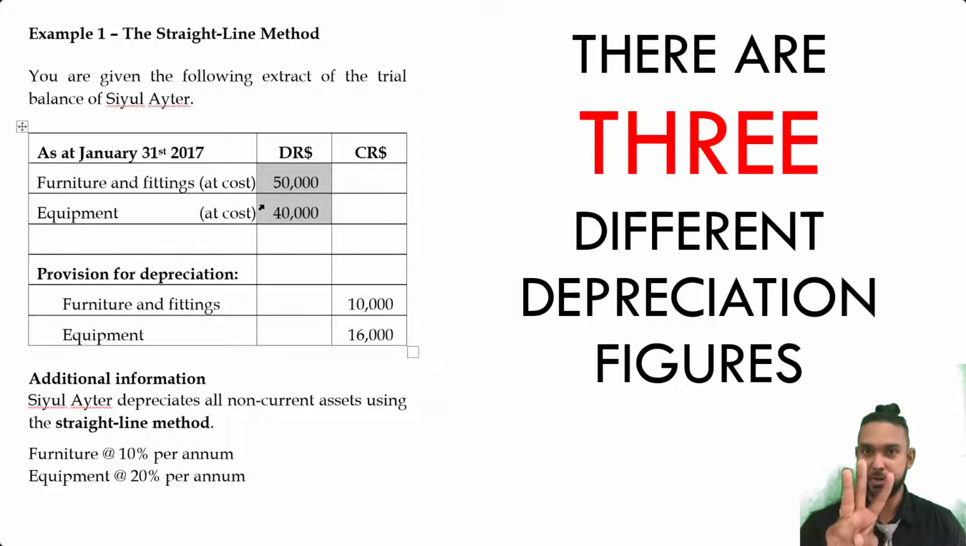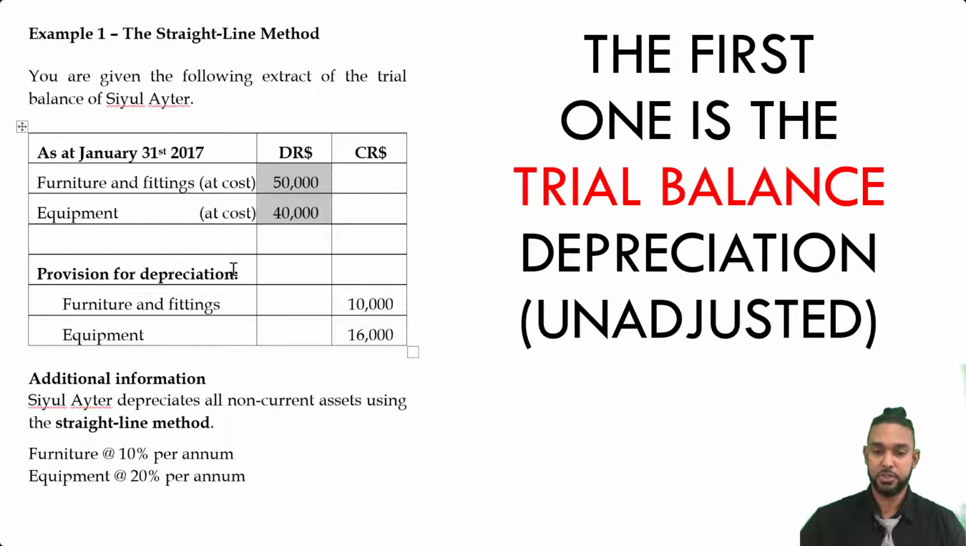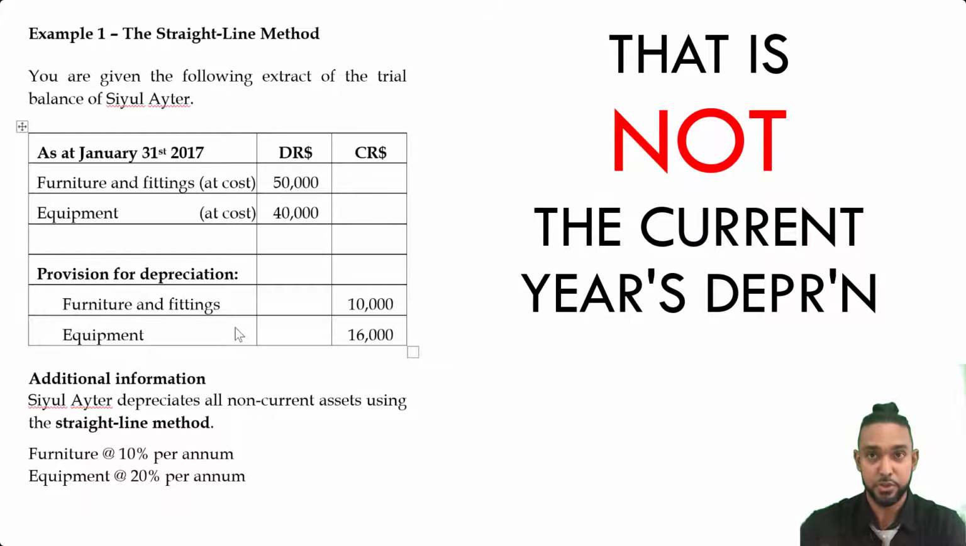Now, there are three different depreciation figures, so you need to know what's going on with them. The first one, as we just saw, is the provision for depreciation. Now, that figure there in the trial balance, that is not the current year's depreciation.